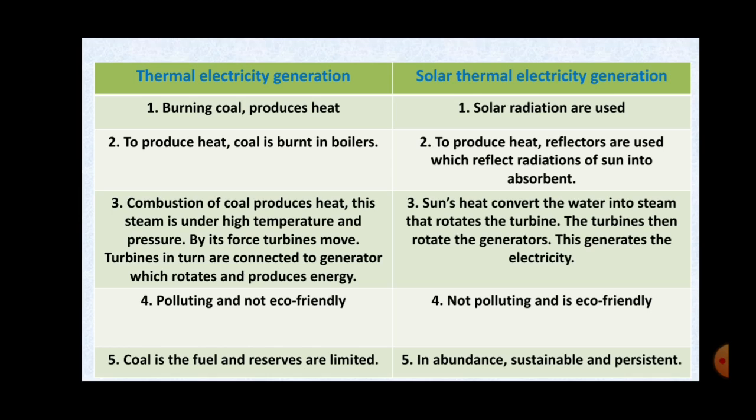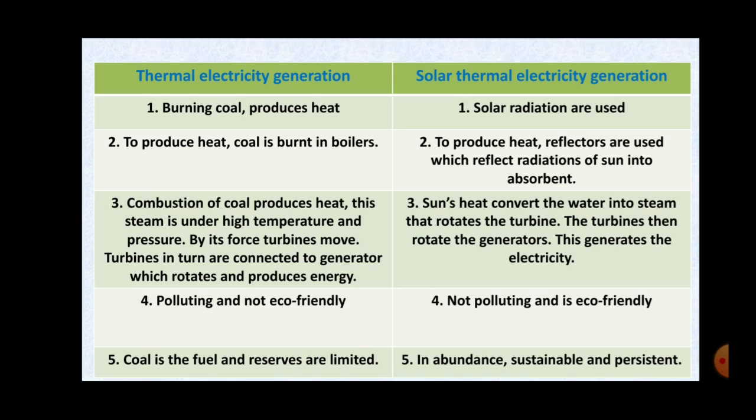Next is thermal electricity generation and solar thermal electricity generation. Thermal is burning coal and produces heat. In solar thermal electricity generation, solar radiation is used. In thermal electricity, to produce heat, coal is burnt in boilers, and in solar thermal, to produce heat, reflectors are used which reflect radiations of the sun into an absorbent.